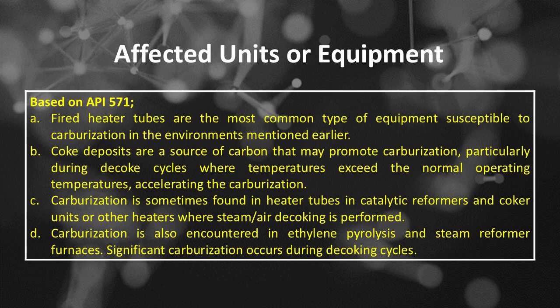Carburization damage affected units or equipment based on API 571. Number A. Fired heater tubes are the most common type of equipment susceptible to carburization in the environments mentioned earlier. Number B. Coke deposits are a source of carbon that may promote carburization, particularly during decoke cycles where temperatures exceed the normal operating temperatures, accelerating the carburization.